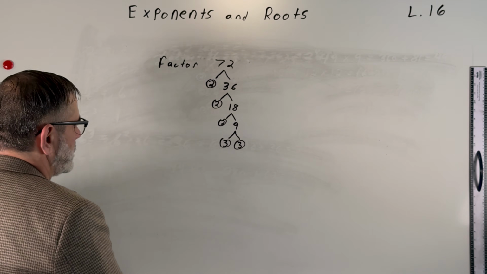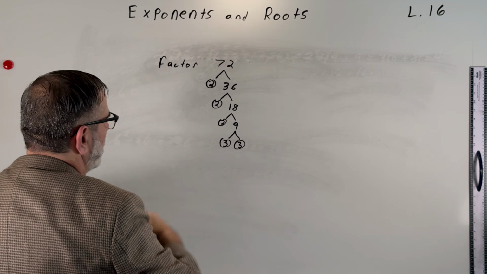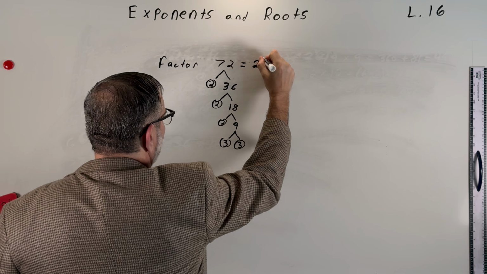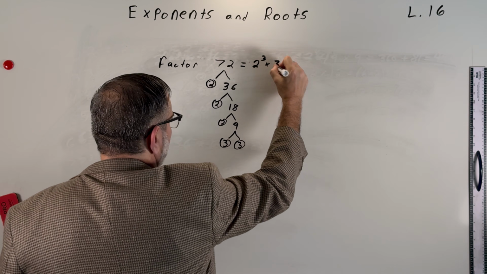So we can write this as 2 times 2 times 2 times 3 times 3, but the easy way is we see 1, 2, 3 2's. So this is equal to 2 cubed times, we see 2 3's, so that's 3 squared.